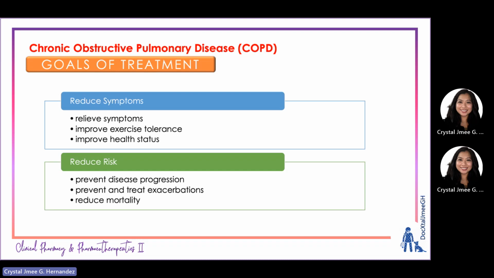So again, for therapeutics, we would also go back to the goals of treatment. There are two main goals of treatment for COPD: reduce the symptoms and reduce the risk. Further, how do we reduce the symptoms? It can either be a relief of the symptoms, improve exercise tolerance, and improve health status. And to reduce the risk, we prevent disease progression, we prevent and treat exacerbations, and of course, we reduce mortality.